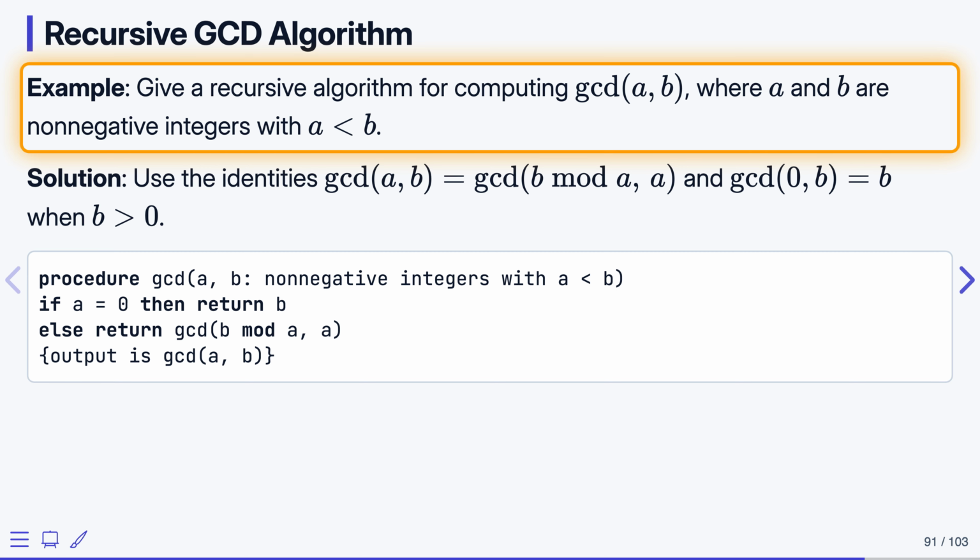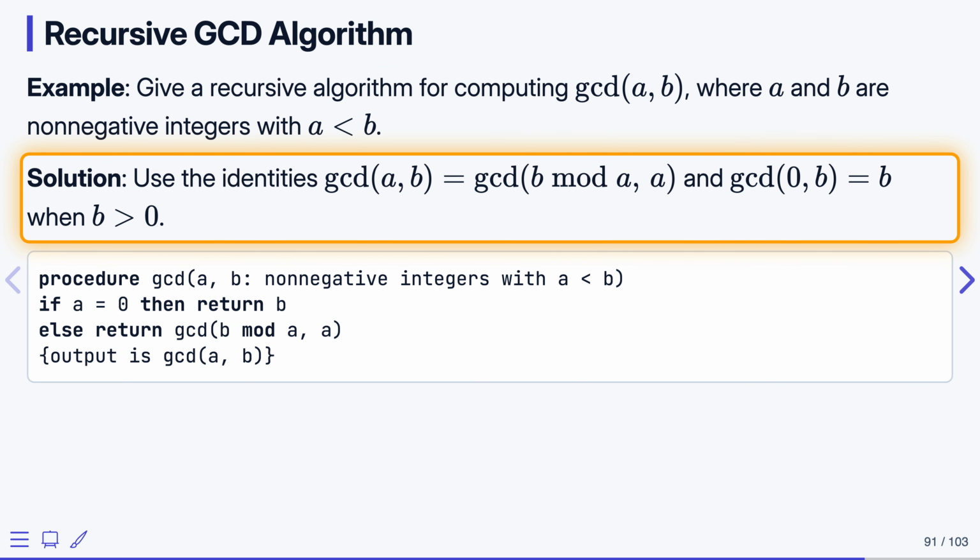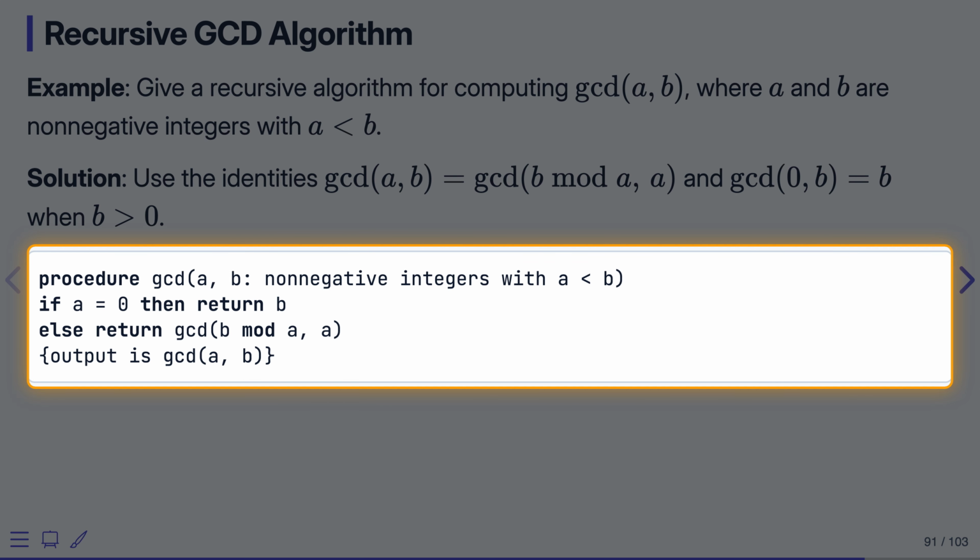Let's find the greatest common divisor of a and b, with a smaller than b. We use two facts. The greatest common divisor of a and b equals the greatest common divisor of b mod a and a. Also, the greatest common divisor of 0 and b is b when b is positive. So if a equals 0, we return b. Otherwise, we return the greatest common divisor of b mod a and a. Here b mod a means the remainder when b is divided by a.